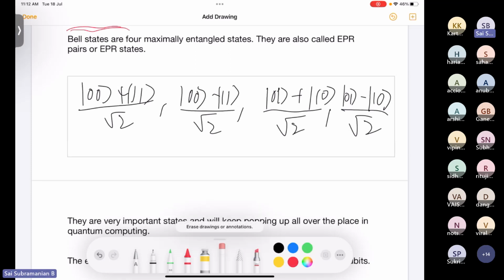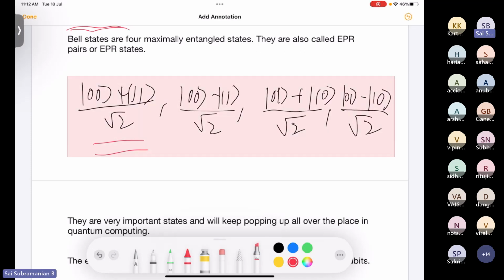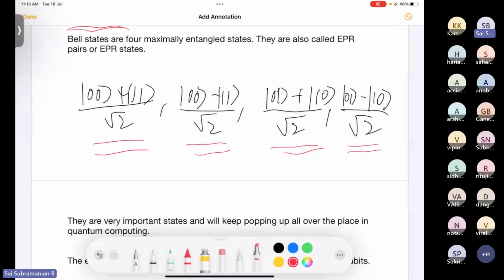So the 4 states are the one we saw yesterday, (|00> plus |11>) by root 2, and then (|00> minus |11>) by root 2, (|01> plus |10>) by root 2, and (|01> minus |10>) by root 2. If you look at them, all of them are maximally entangled. 1 by root 2 is the coefficient everywhere. Plus or minus, that doesn't matter. And these are all 4 independent, orthogonal states, so you can use them as a basis. It's called the EPR basis. But these states will keep popping up again and again.